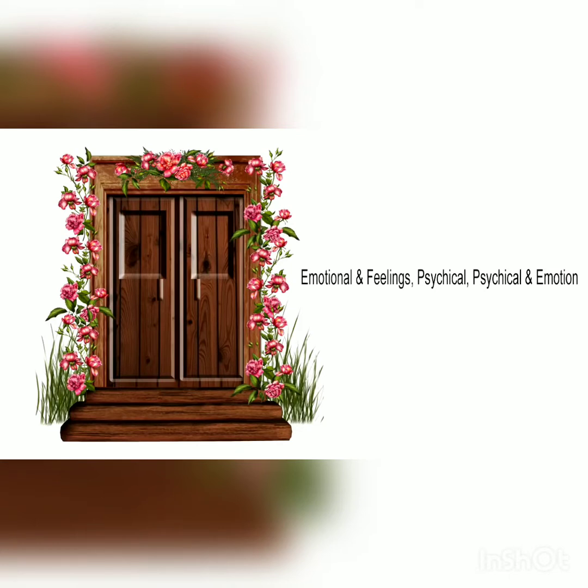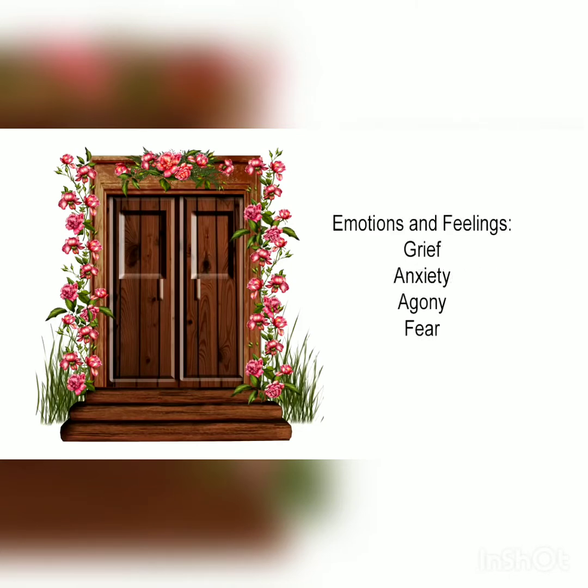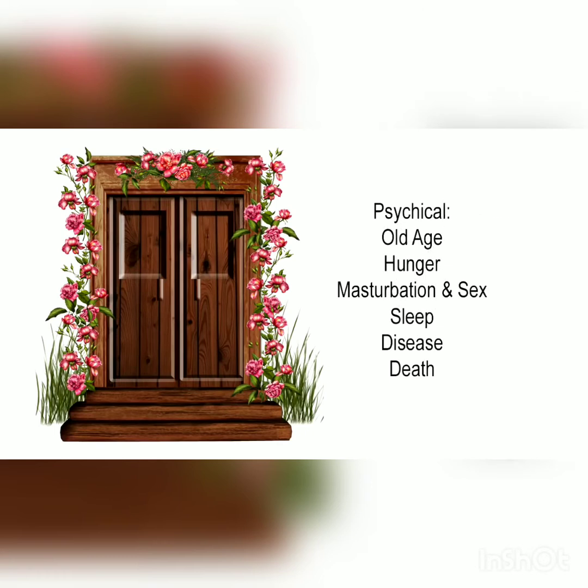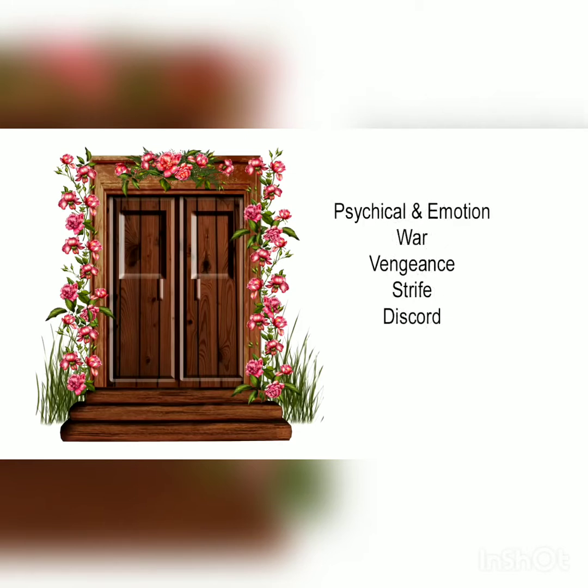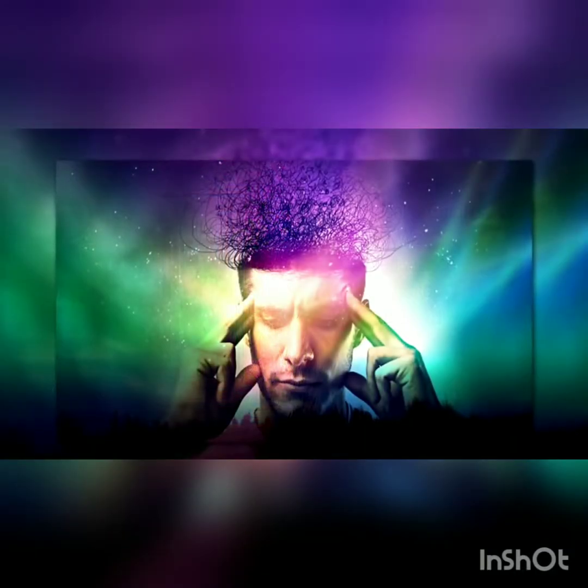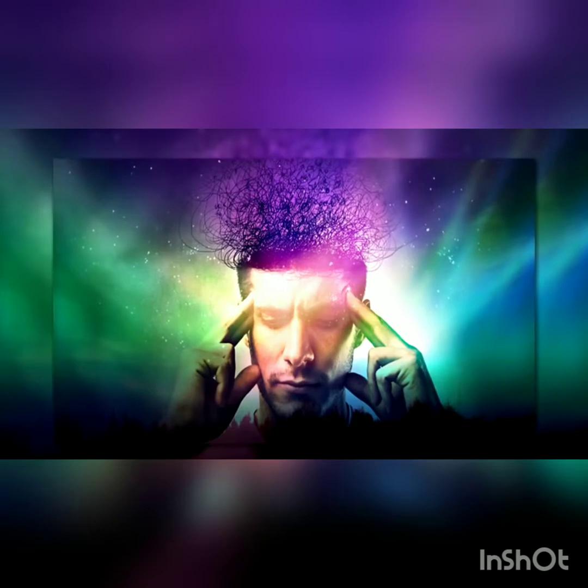Under emotion and feelings were grief, anxiety, agony, and fear. Under physical came old age, hunger, masturbation and sex, sleep, disease, and death. The 3rd was physical and emotional. Under this came war, vengeance, strife, and discord. Monroe said this was a place where thought became action.